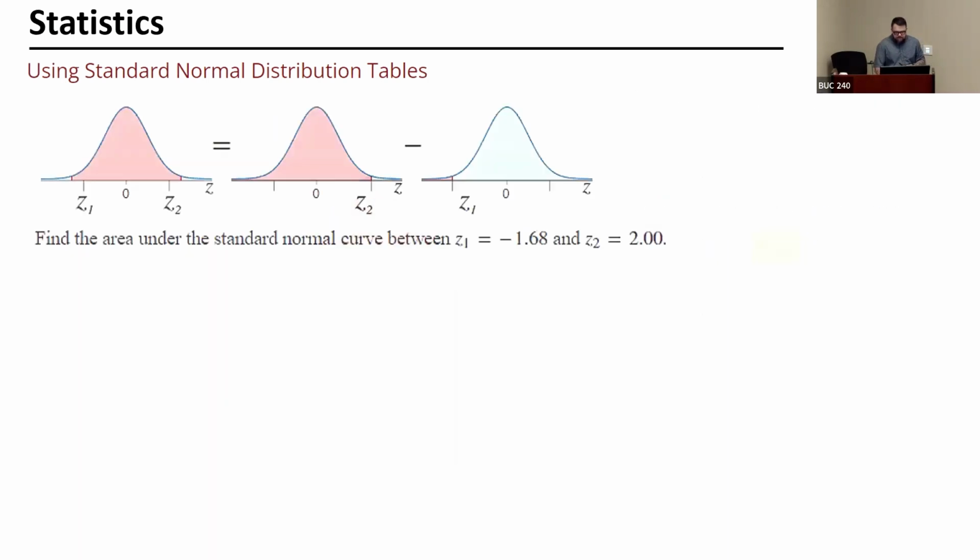Let's look at one. Find the area under the standard normal curve between Z1 is equal to negative 1.68 and Z2 is equal to 2.